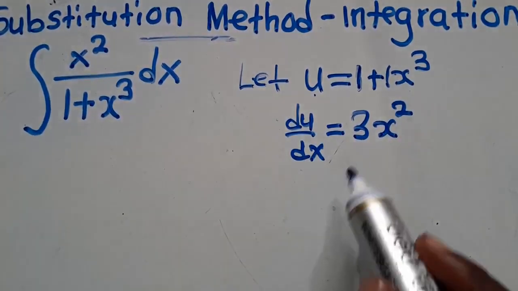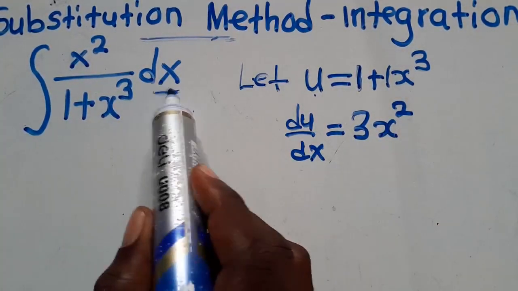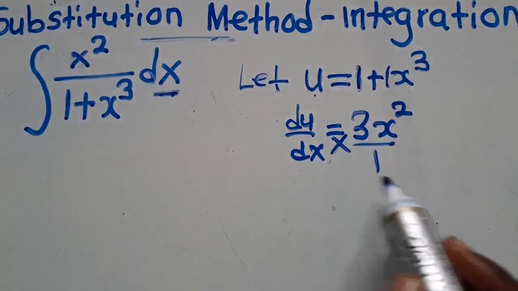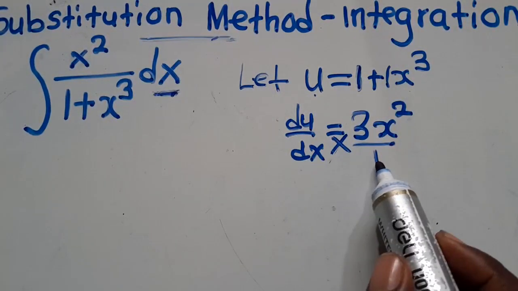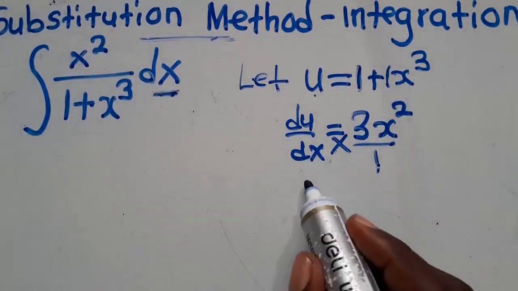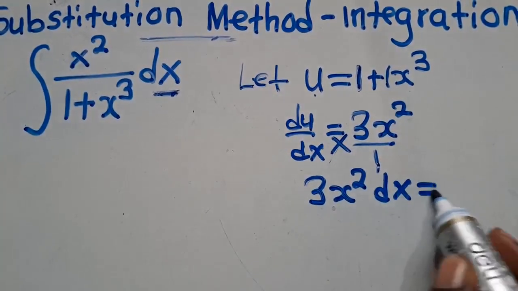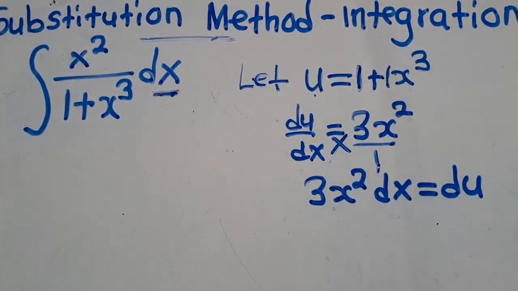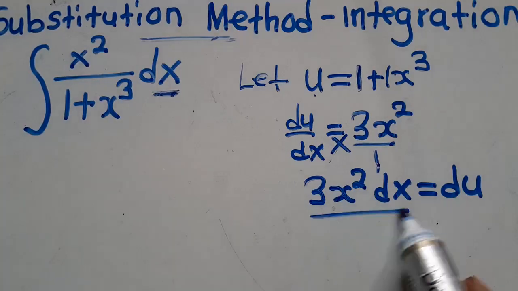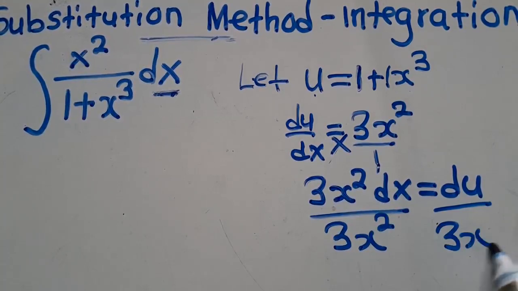This is a fraction. After you reach here, your main aim is to find the value of dx. So you say over 1 here, then you cross multiply. So 1 times du is du. You are going to have 3x squared dx is equal to du. You want to find dx, so you divide both sides by 3x squared.